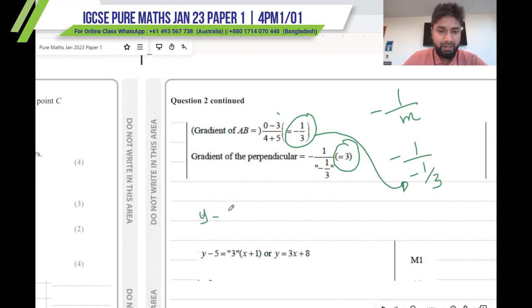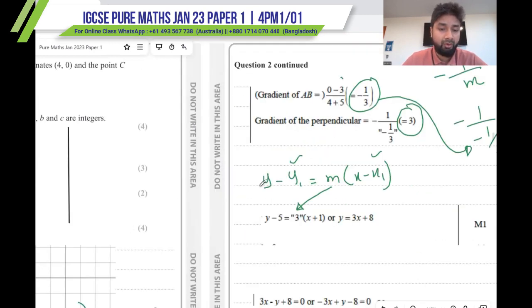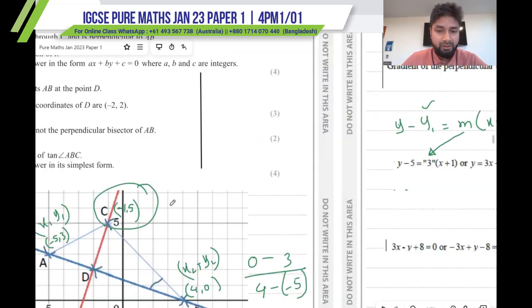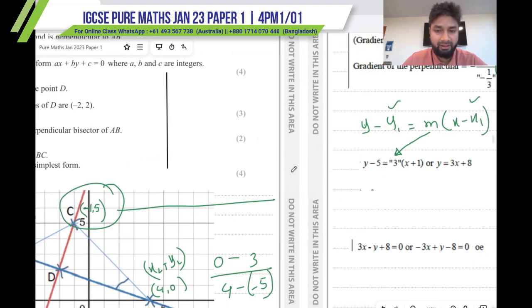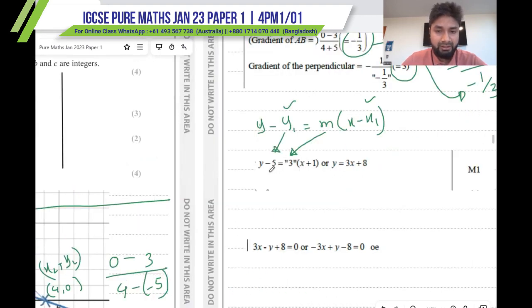So we can use the formula y minus y1 equals m times x minus x1. Over here, we have to substitute m as 3, and y1 and x1 can be any of the coordinates of that particular line. So we only know the coordinate, which is C. So we will use this coordinate of C, where x is -1 and y is 5 over here. So instead of y1, we are going to write 5, and instead of x1, we are going to write -1 over here. When we arrange this formula, we get y equals 3x plus 8.